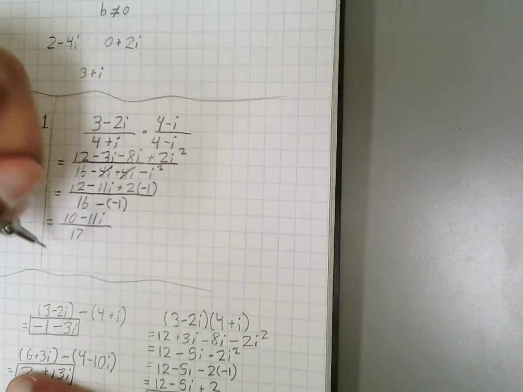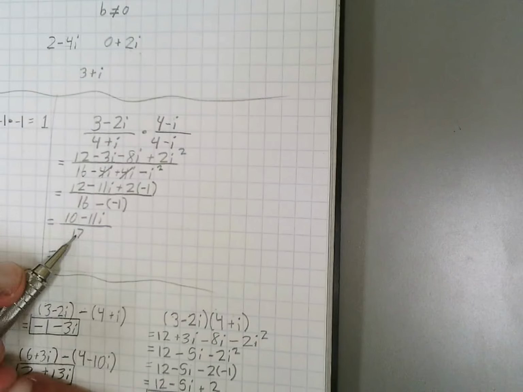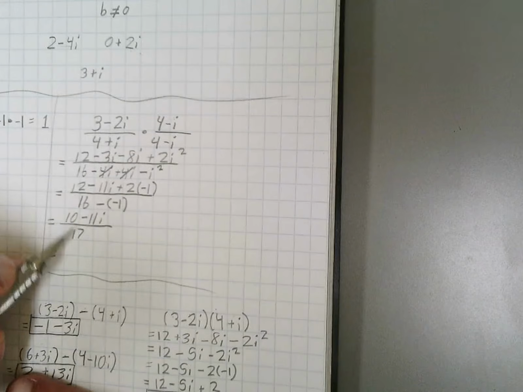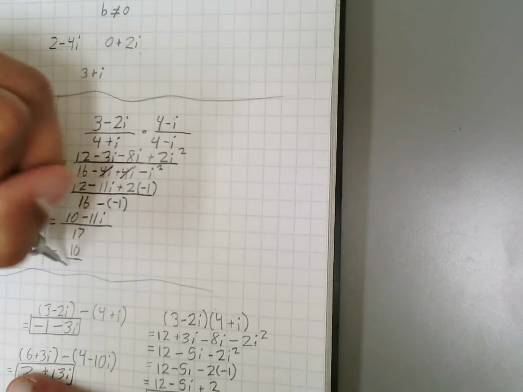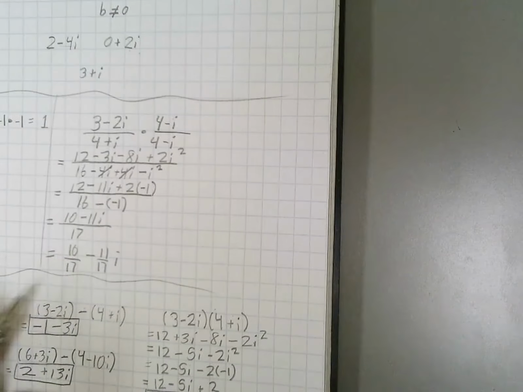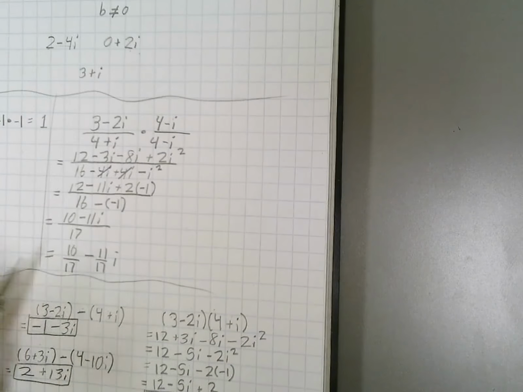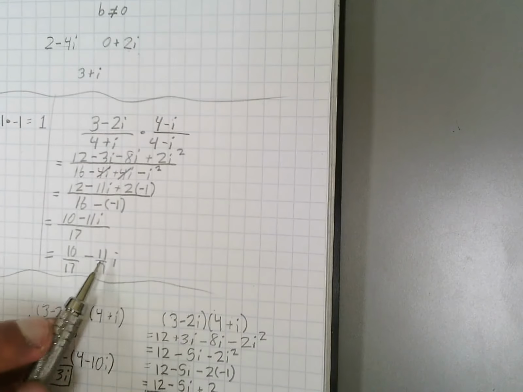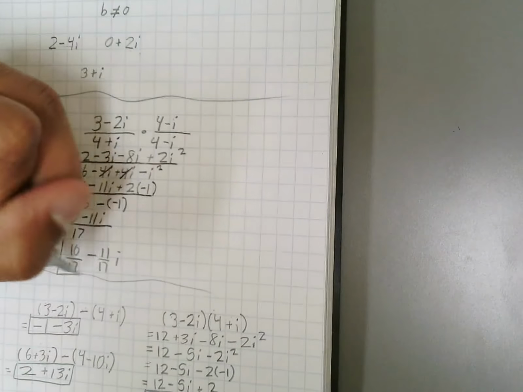And then typically we see that we go ahead and just divide each component by 17. So this is 10 seventeenths minus 11 seventeenths i. So our real component is 10 seventeenths. Our imaginary component is negative 11 seventeenths i.